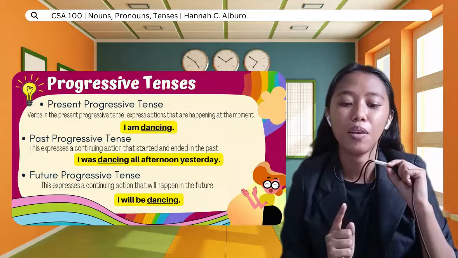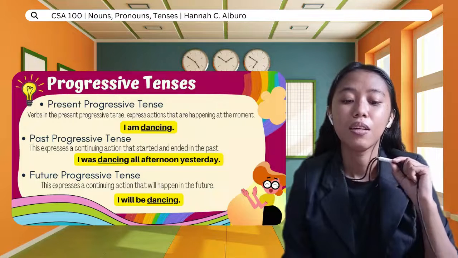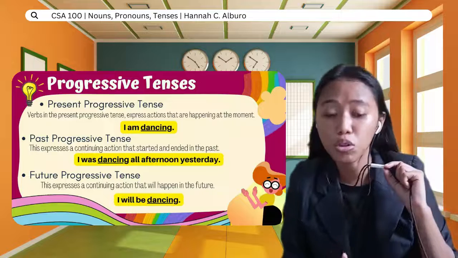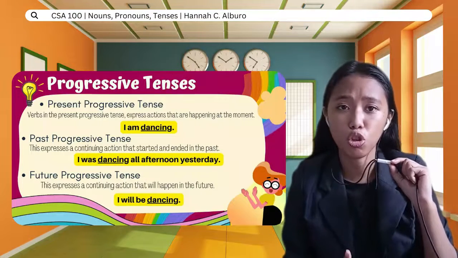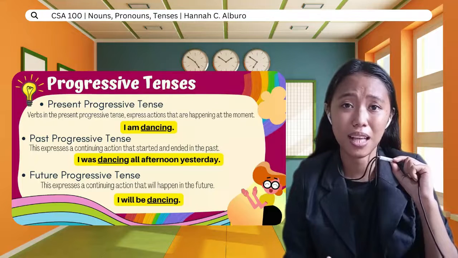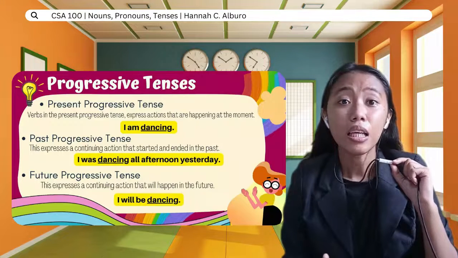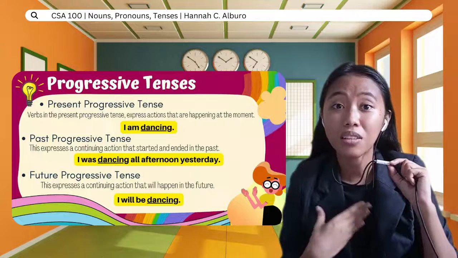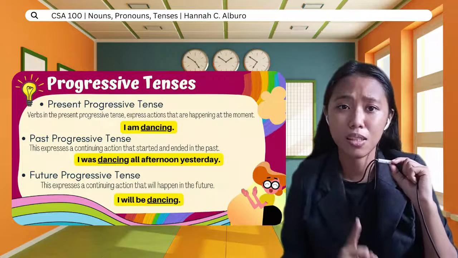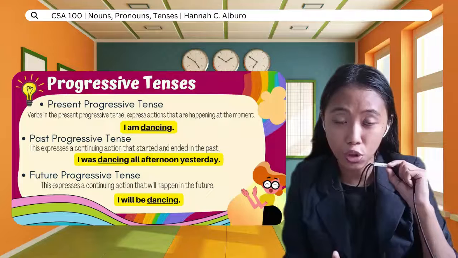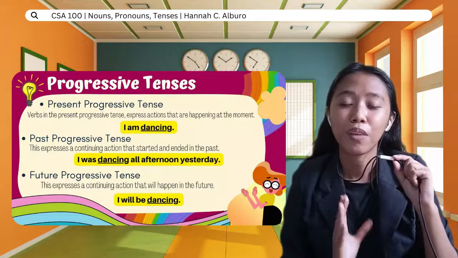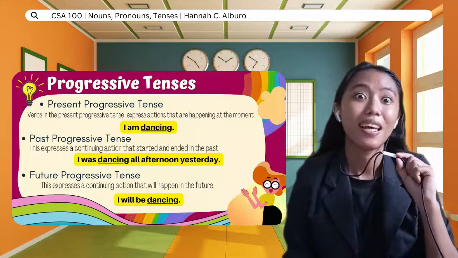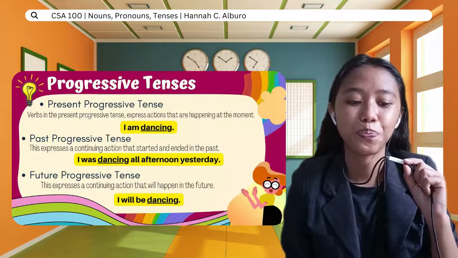Okay. Then we also have the future progressive tense. This expresses a continuing action that will happen in the future. Let's take a look at the sentence. I, of course, plus the modal will, plus the be verb, plus the ing form of the verb. Okay, so that is for the progressive tenses.